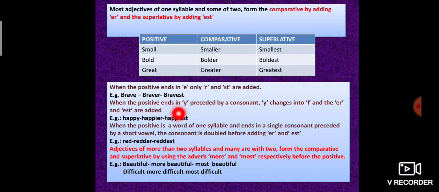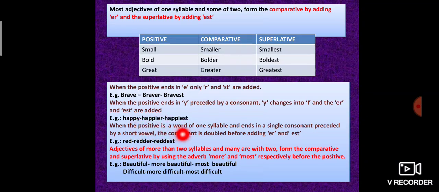When the positive ends in y and is preceded by a consonant, y changes into i and er and est are added. For example, happy. It ends in y, but the letter before y is the consonant p. So for the comparative it will change to ier, and for the superlative it will change to iest.